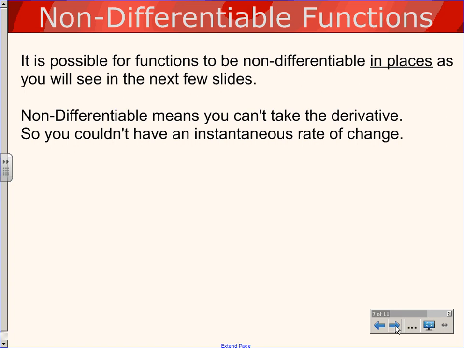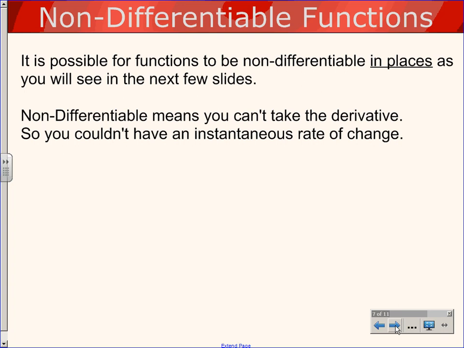Last little thing to talk about, and that's the idea of a function being non-differentiable. We've already talked about continuity, and continuity meant, again, our informal definition was, does the graph just continue on? Are there no breaks in it? Well, we also have this ability for functions to be non-differentiable, which means you can't take the derivative of them.